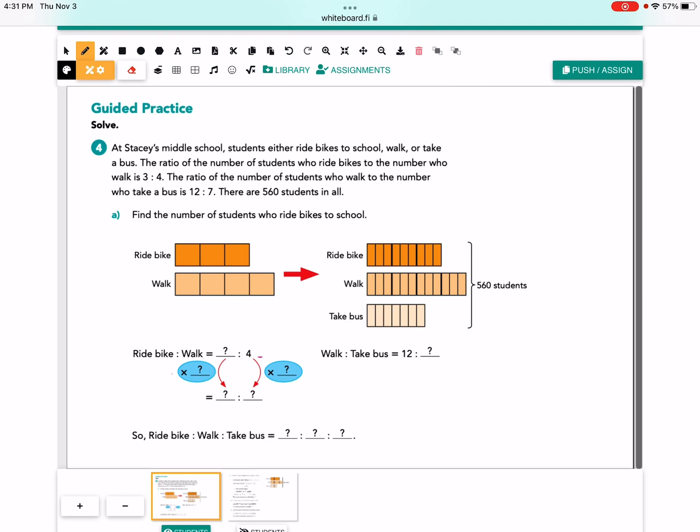So at Stacy's middle school, students either ride bikes to school, walk, or take the bus. And the ratio of the number of students who ride bikes to the number of students who walk is 3 to 4. And the ratio of the number of students who walk to the number who take a bus is 12 to 7. And there are 560 students in all. So let's just keep track of our information in a logical way.